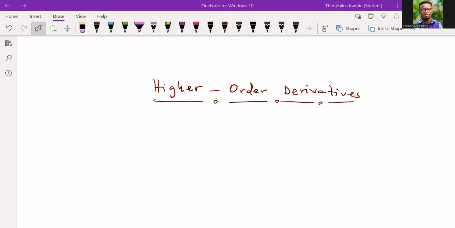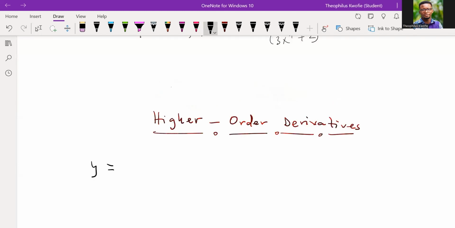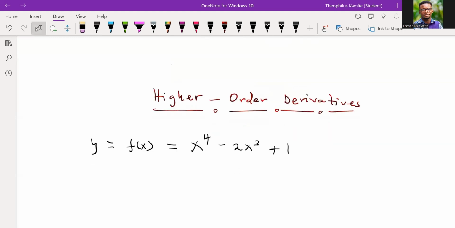But today we are looking at the higher order derivatives. All right. So consider the function y equal to f of x equal to x to the power 4 minus, let's say, 2x to the power 3 plus 1. Now, its derivative would then be what? So we claim that its derivative, f prime, will be given by what?